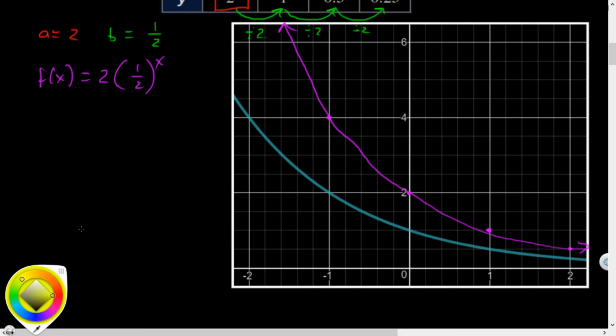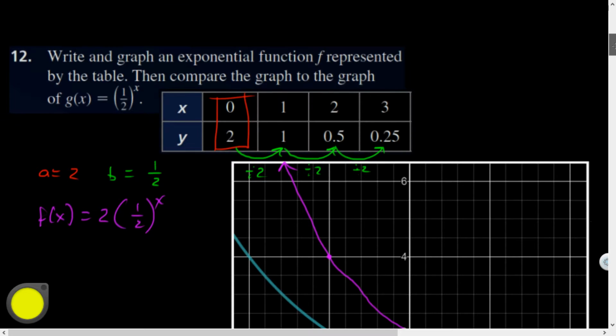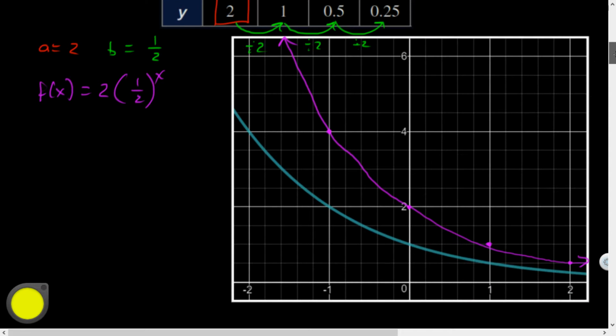Now they asked me to compare it to the original function, g of x equals 1/2 to the x. The value of a, the starting value, was changed to 2. I could also describe that as the y-intercept, but the growth factor remained the same, and the rest of the graph behaves the same. Now it's steeper here than it was there, but that's because of the way that it ended up working out.